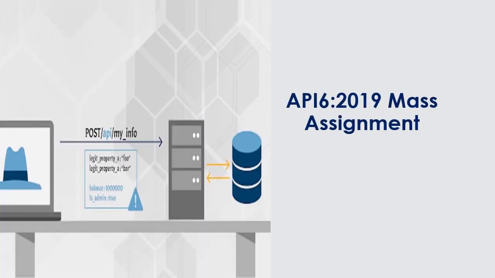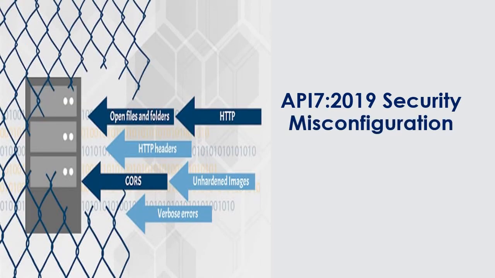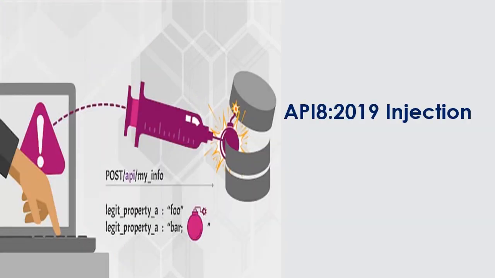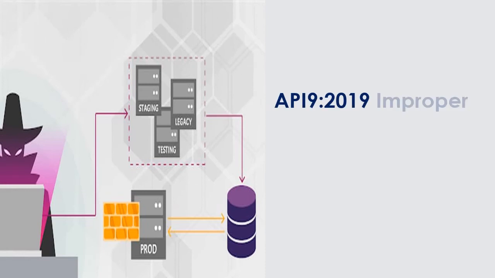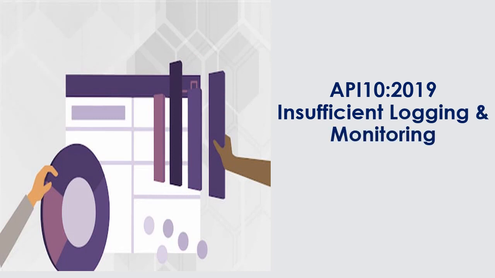API 6, 2019: Mass Assignment. API 7, 2019: Security Misconfiguration. API 8, 2019: Injection. API 9, 2019: Improper Assets Management. API 10, 2019: Insufficient Logging.